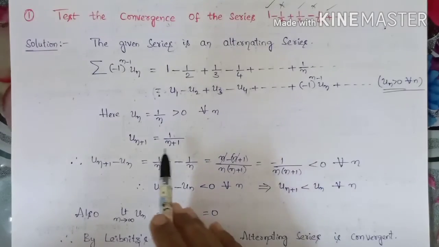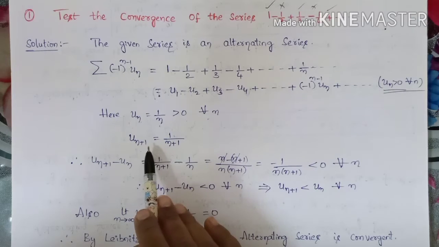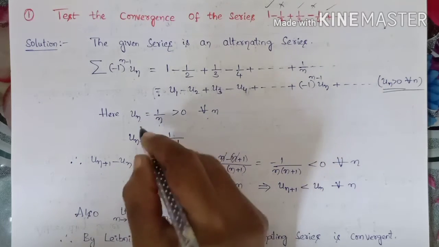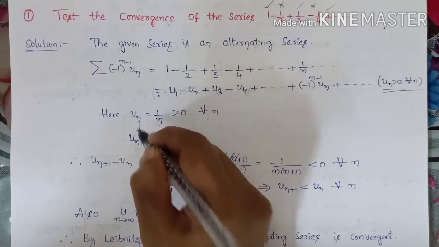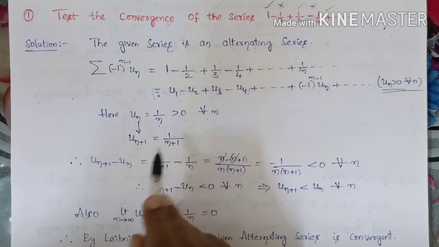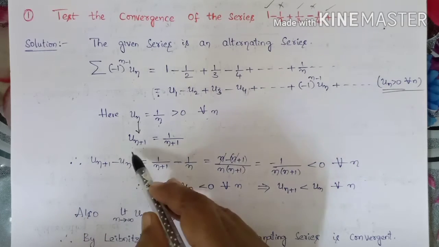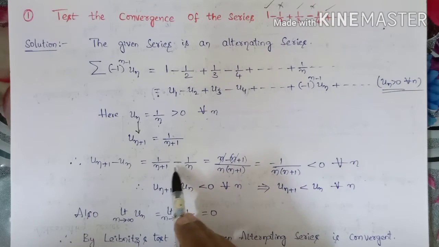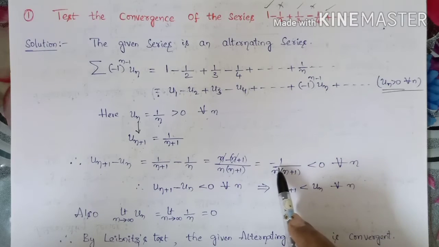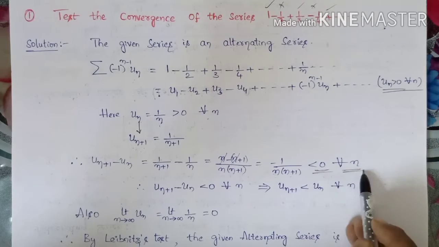First we check whether each term is numerically less than its preceding term, that is, whether it is monotonically decreasing or not. We replace n by n plus 1, that is un plus 1 equals 1 by n plus 1. Subtract: un plus 1 minus un equals 1 by n plus 1 minus 1 by n. On taking LCM, n into n plus 1, this is n minus (n plus 1), cancel n, and this is equal to minus 1 by n into (n plus 1), which is negative for all n.